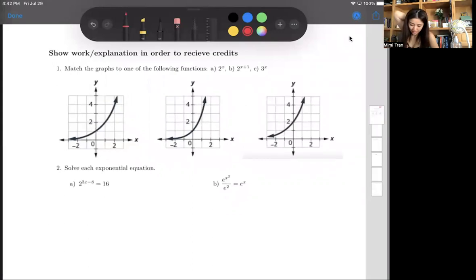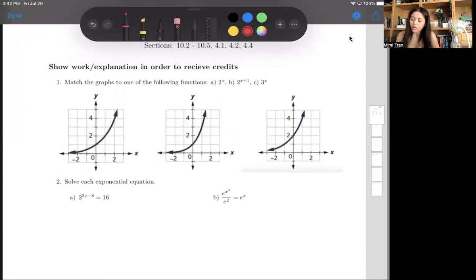Number one, match the graph to one of the following functions. I have 2 to the x, 2 to the x plus 1, and 3 to the x. So these are exponential growth, right? Because the base is bigger than 1. Now, all the exponential growth functions go through the point (0, 1), no matter how big the base is, 2, 3, 5, 100 to the x, it still goes through 1. The only difference is that the bigger base makes the function grow faster.